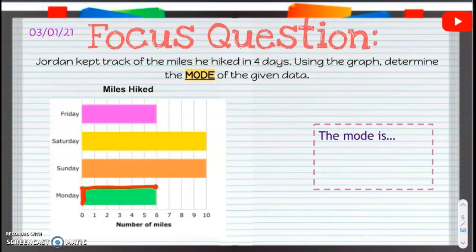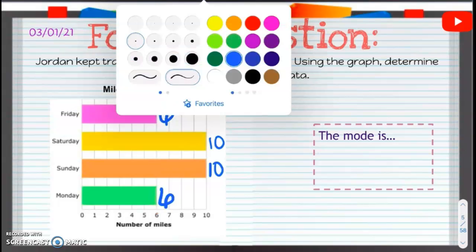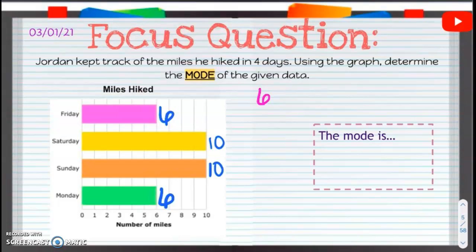On Monday, he hiked 6 miles, so I'm going to put a 6. Sunday, he hiked 10 miles. Saturday, he also hiked 10 miles. And Friday, he also hiked 6 miles. So if we put them in order, we have 6, 6, 10, and 10.